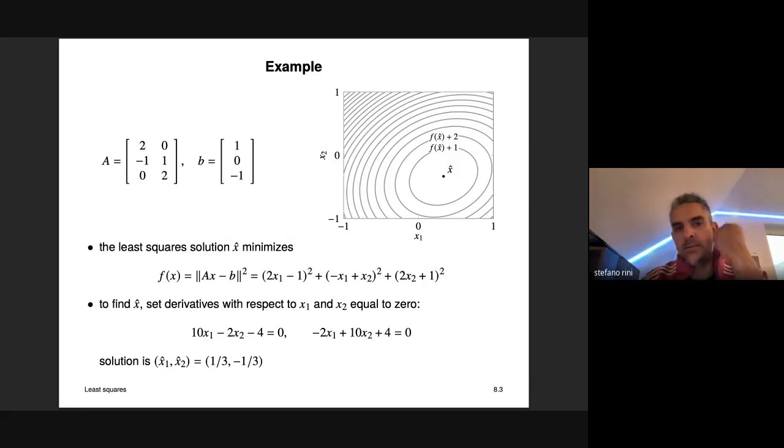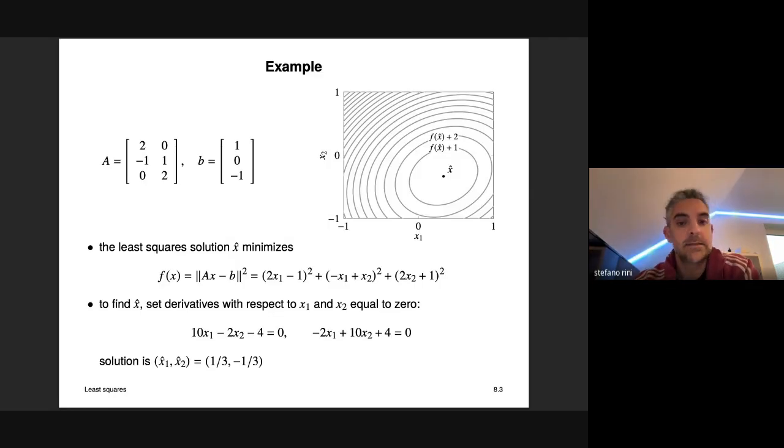Classic, just a simple example here, right? A certain value of A, a certain value of B, then the least squares solution. You see that A is a tall matrix, so it seems to be overdetermined. We go through here, and these are the residuals.